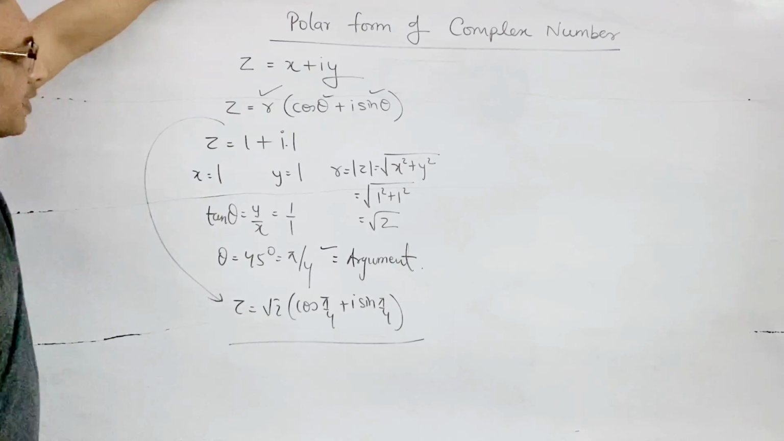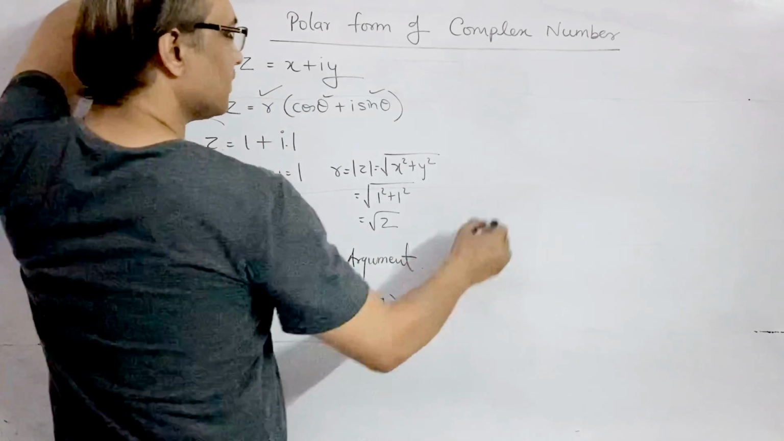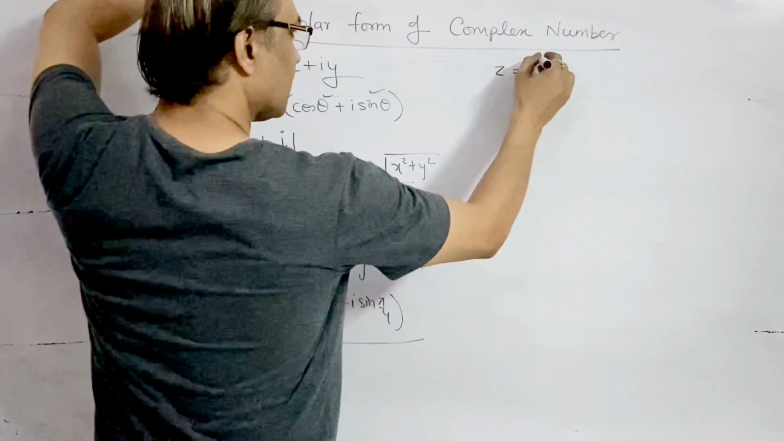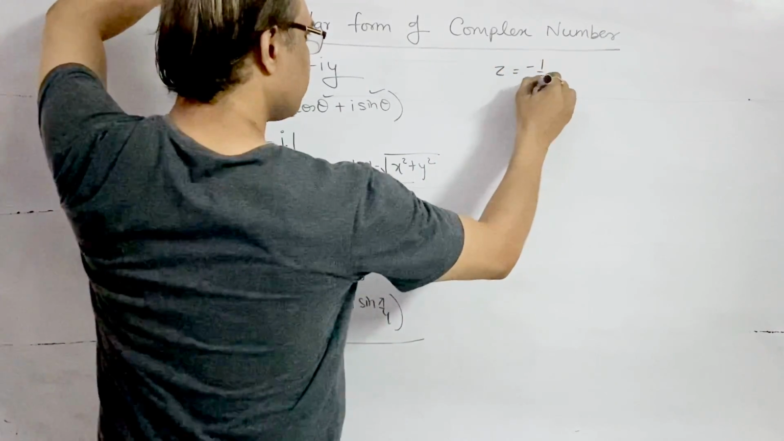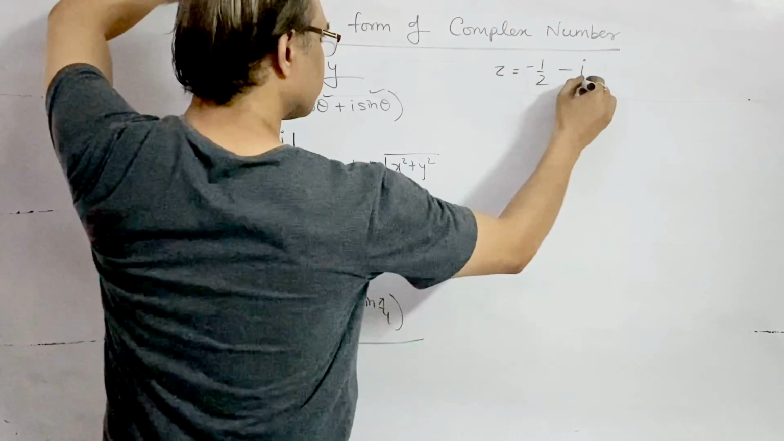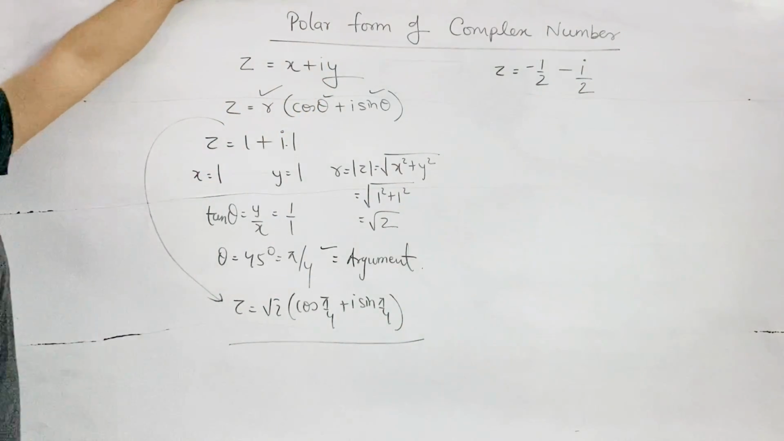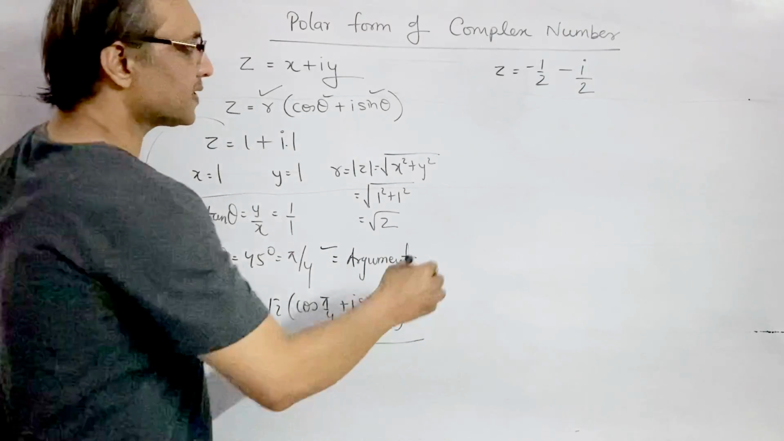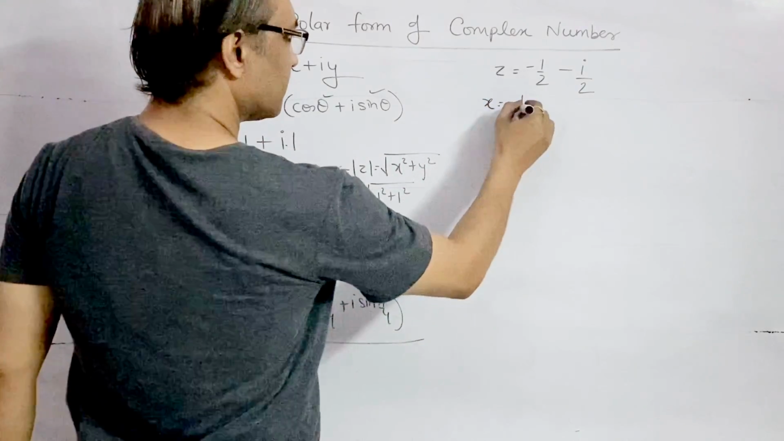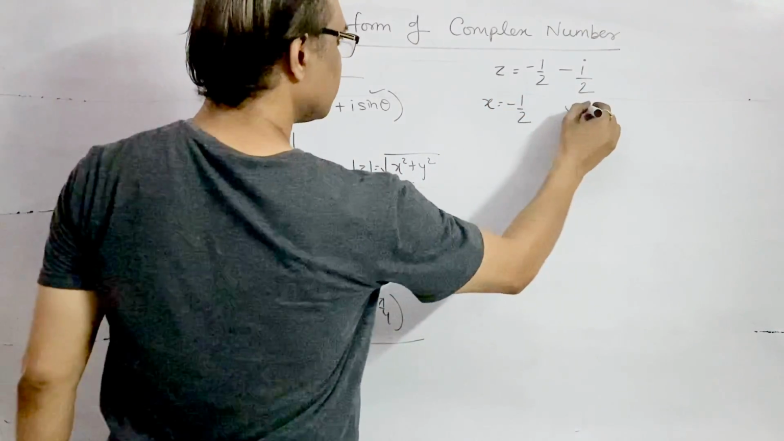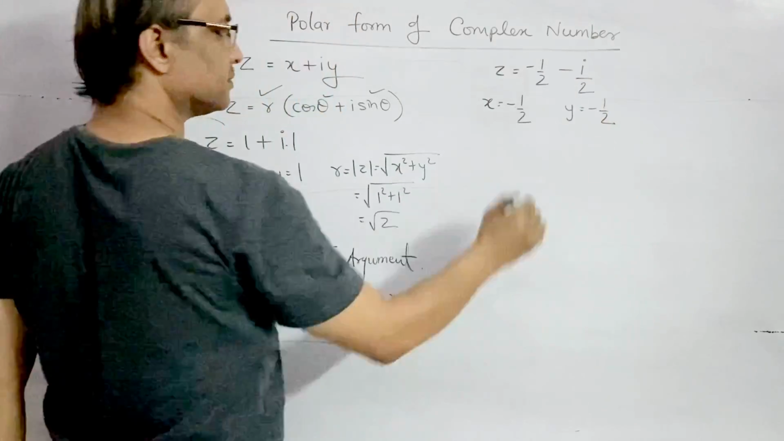Now let us take one more example. Suppose we have a complex number minus 1 upon 2 minus i upon 2. This is the complex number, and now I have to convert it into polar form. So first of all, we will find the values of x and y. x is minus 1 upon 2, y is minus 1 upon 2.